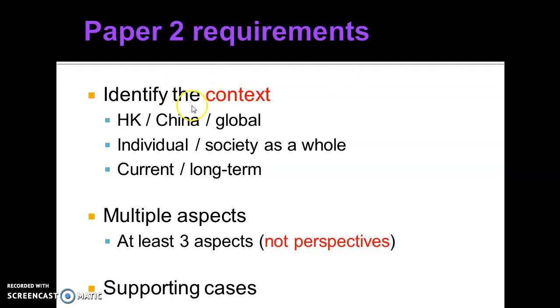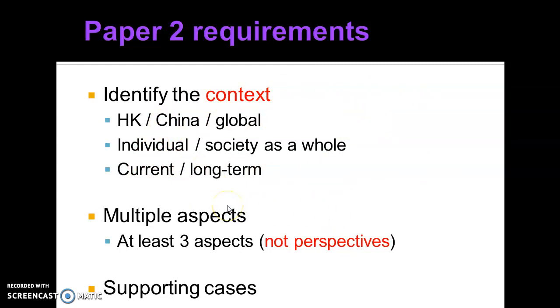Now for paper 2, the difference between paper 2 and paper 1 is that for all the questions there must be something called context. Context means the background features of the question theme. This may be from Hong Kong, from China, or global. On the other hand, this may be about some individual aspects or the society as a whole, or it can be about what is happening at the moment, the current situation, or what the development will be in the long term. So always remember in your answer, you have to provide your context very clearly.